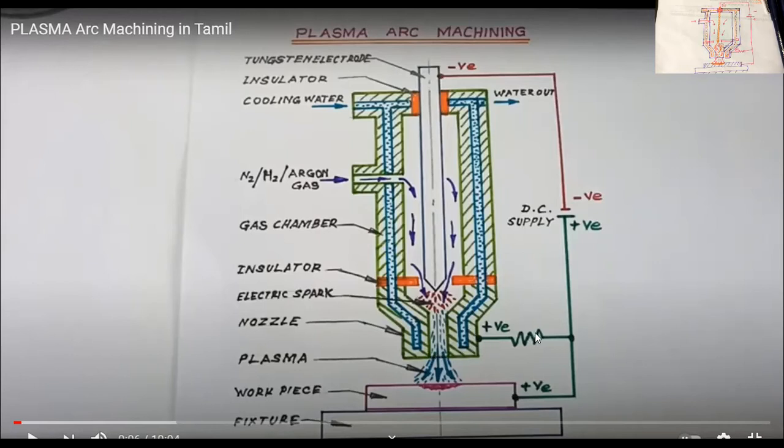With some resistance in this case. But in case of transferred and non-transferred, there is a little difference. In case of non-transferred arc we will have connection only with this, that means not this nozzle. And in case of transferred, we will have connection with this.